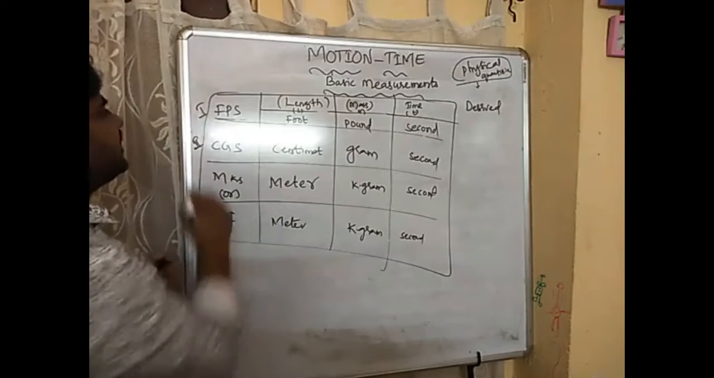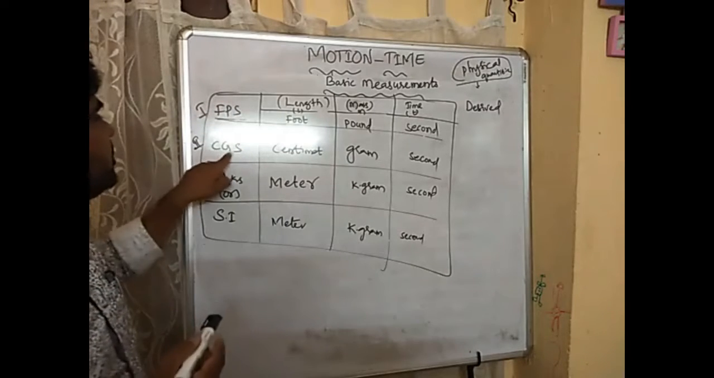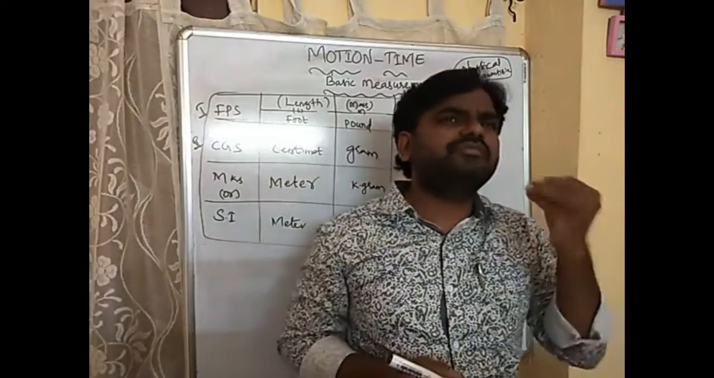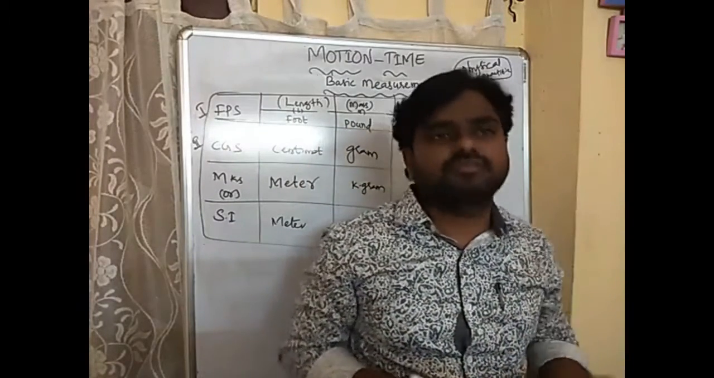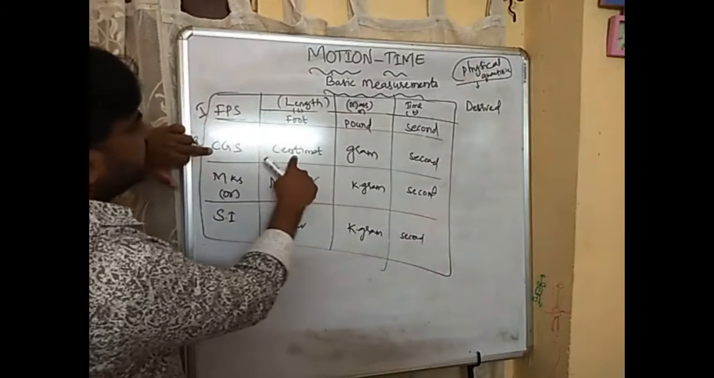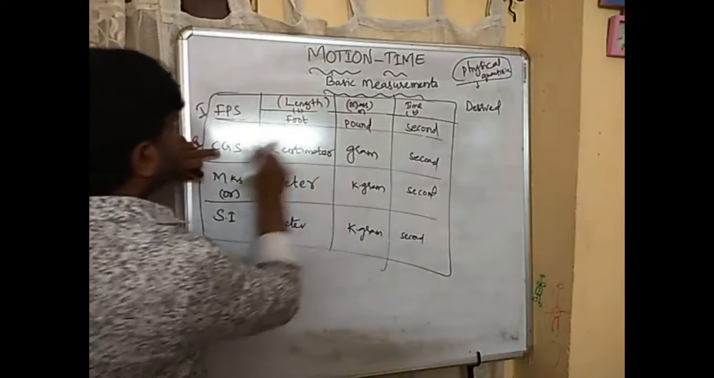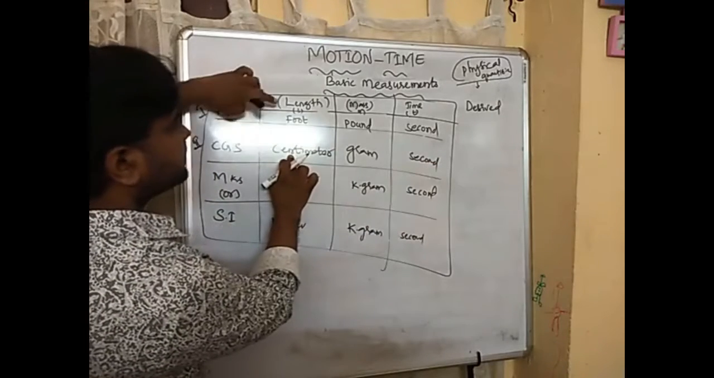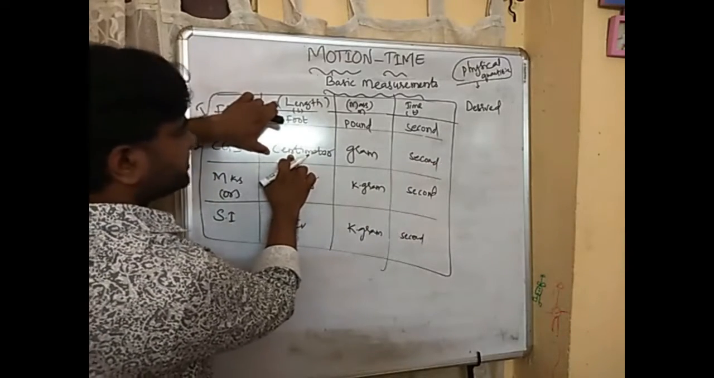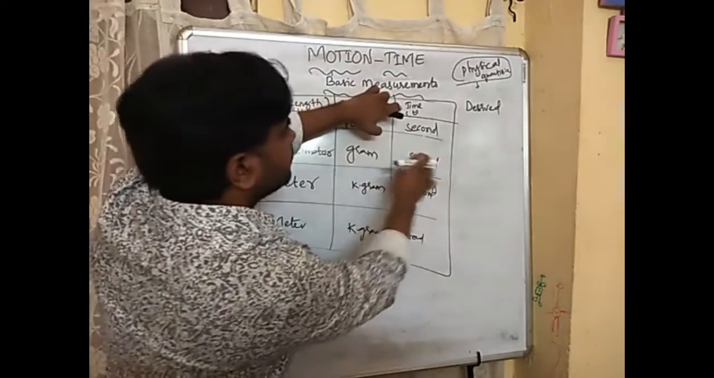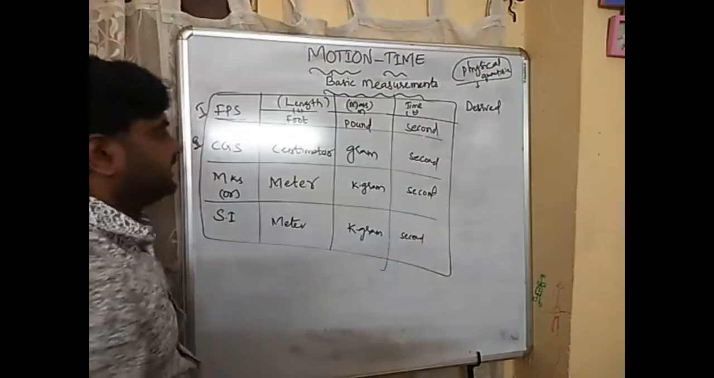And the second basic measurement is the CGS system. Of course we are not using this one, but only a few physical quantities we are using with this. So CGS stands for C for centimeter, G for gram and S for second. That means the length of a particular object is measured in centimeter, mass of a particular object is measured in gram and time is always in seconds.